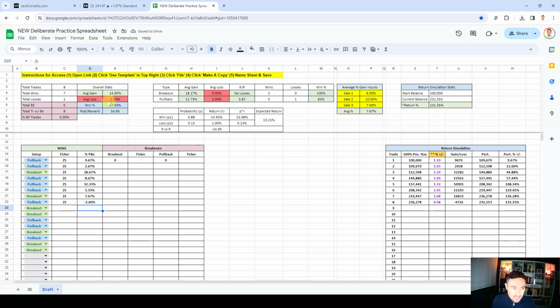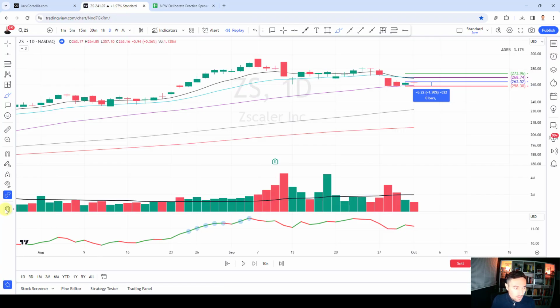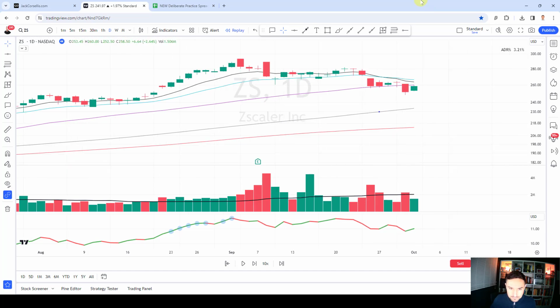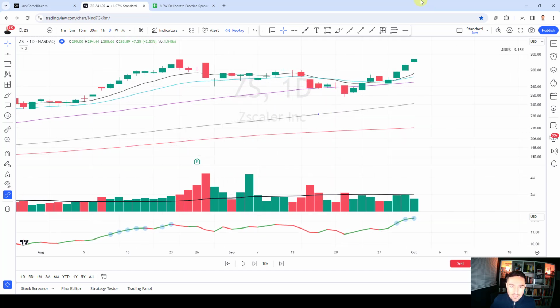This average loss will update and show it as say 2%, but I need to get an average loss in the breakout. Hoping I don't get an average loss in the breakout, but just for the spreadsheet average gain there to be working. So yeah, that's fine. Let's see what happens here.